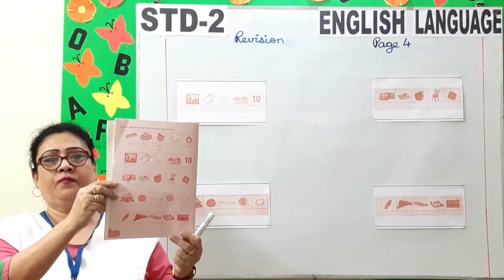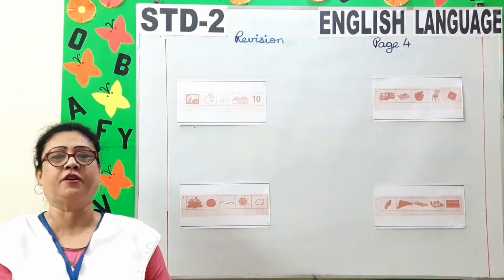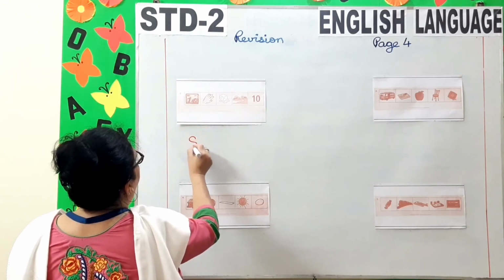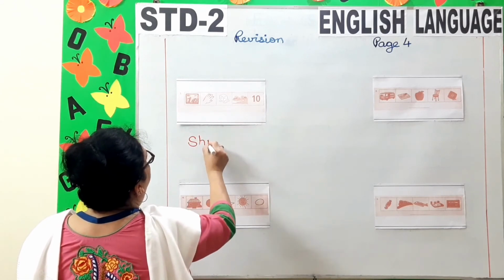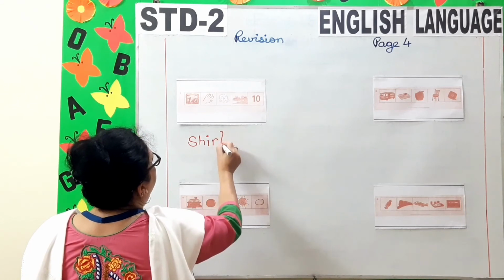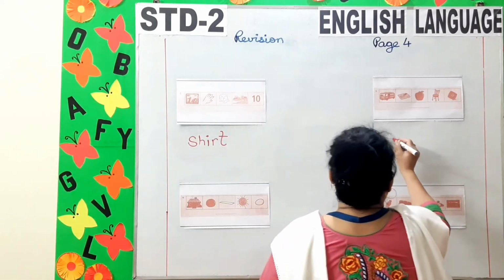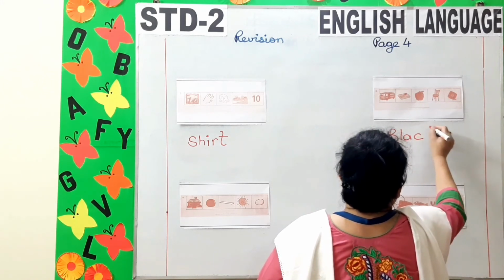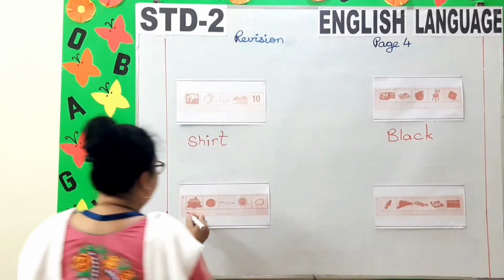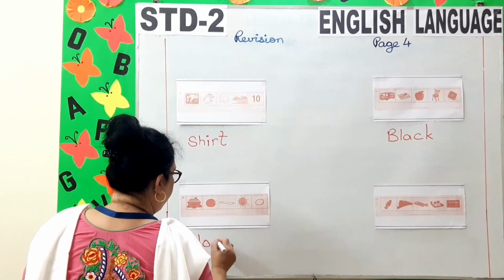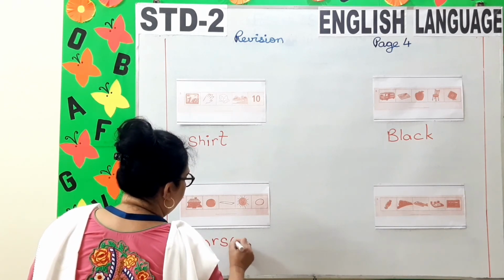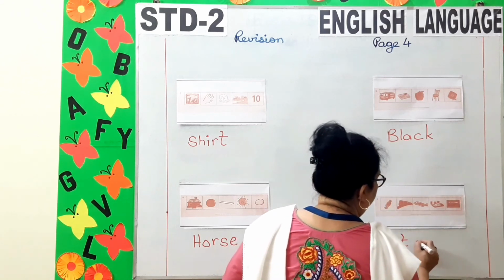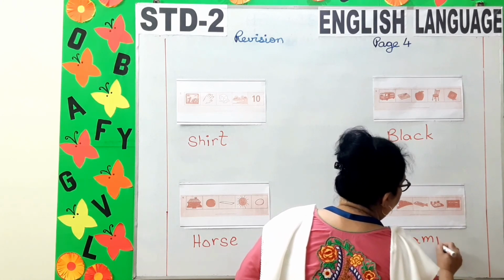Children, open to page 4. In this exercise, we have to write the first letter of each picture to form a word. The first one is already done for you. Number 2. S for stamp, H for hand, I for ice, R for river, and T for ten. Shirt. Number 3. B for bus, L for letter, A for apple, C for chair, and K for kite. Black. Number 4. H for heart, O for orange, R for ruler, S for sun, and E for egg. Horse. Number 5. S for sweet, T for tray, A for aeroplane, M for money, and P for picture.